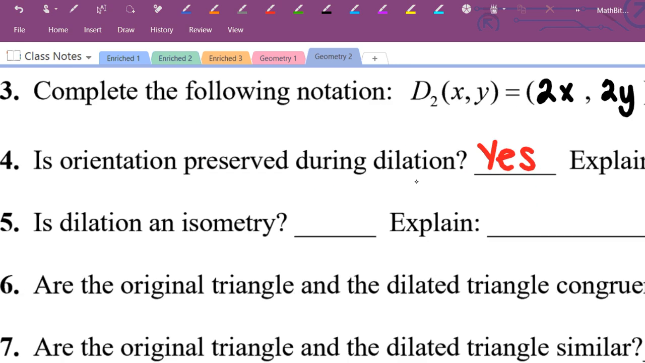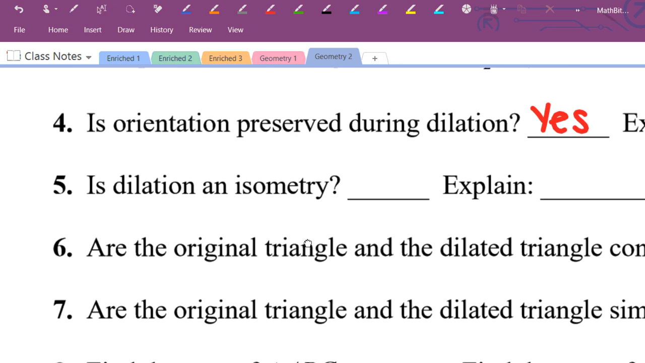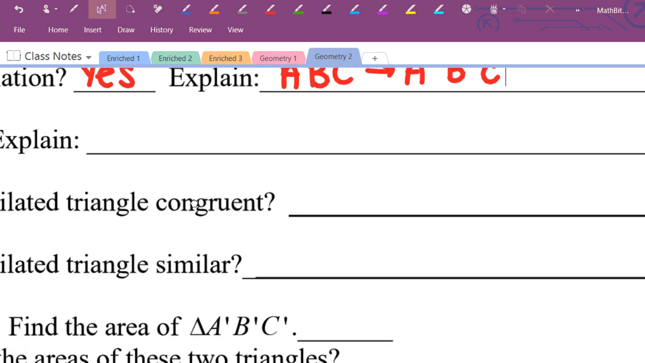This one, oh, we can answer this part down here. Are the original and the dilated triangles congruent? No, are they? Why not? Why would they not be congruent?